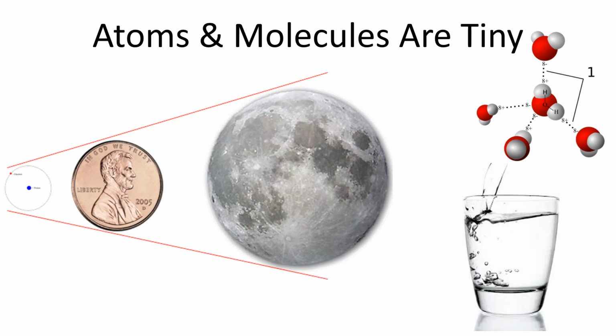see individual atoms. On the left side of this slide is an analogy showing the relationships between the size of an atom, a penny, and the moon. A penny is roughly as many times larger than an atom as the moon is larger than the penny. So again, atoms and molecules are ridiculously tiny.